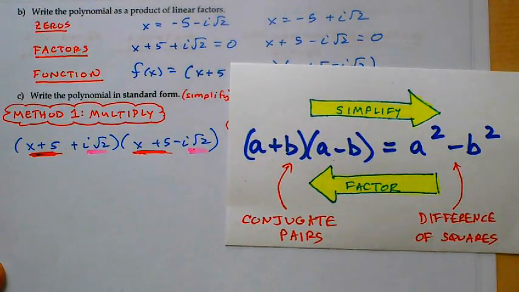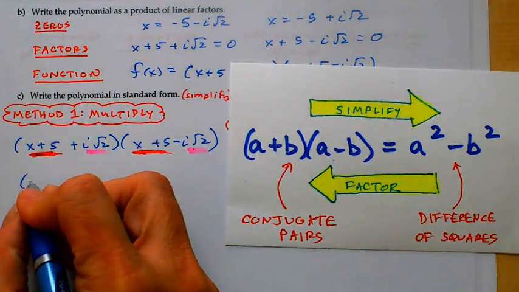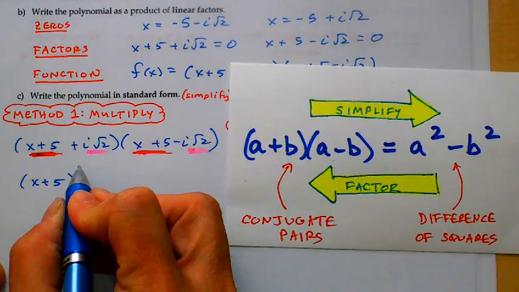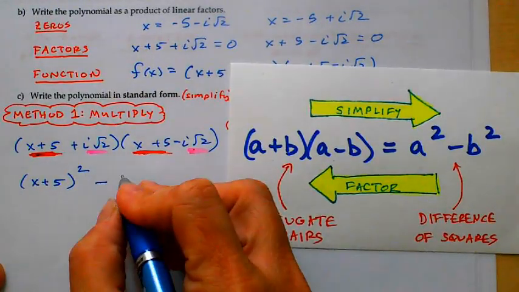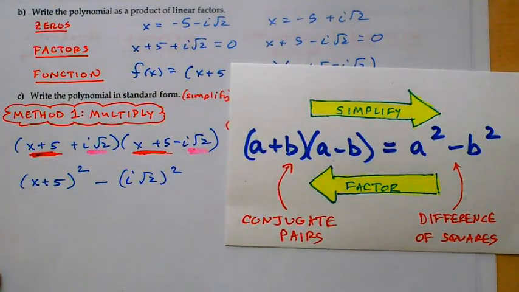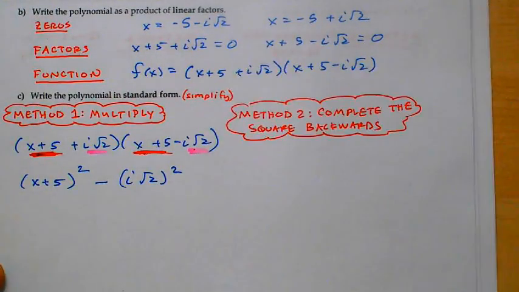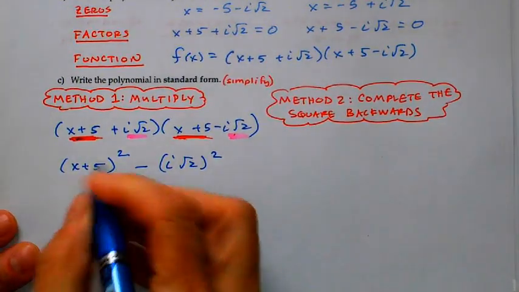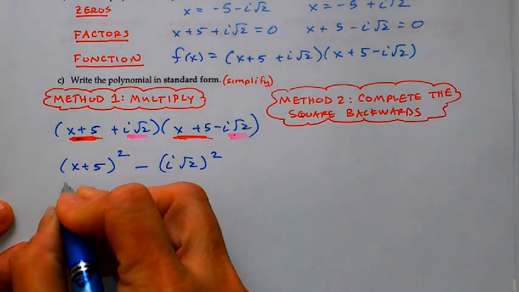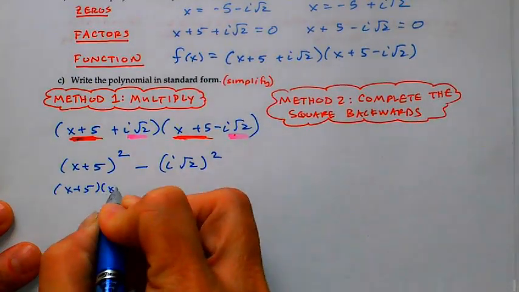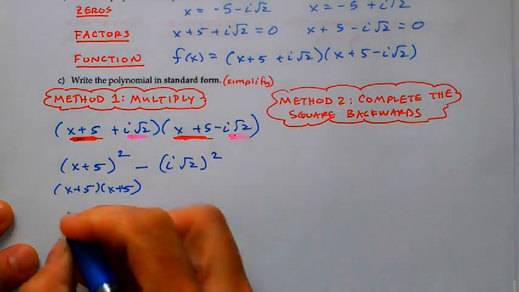So if we were to multiply this as the difference of squares, oh my goodness, we'd get x plus 5 squared minus i root 2 squared. That seems a whole lot more pleasant than multiplying 9 things out, because this we could get through pretty shortly. Either write it out twice, x plus 5, and you can FOIL that.